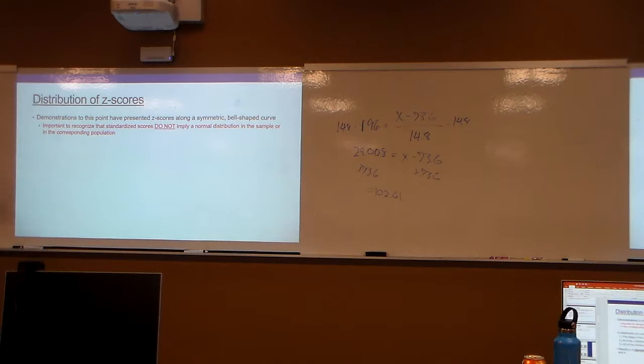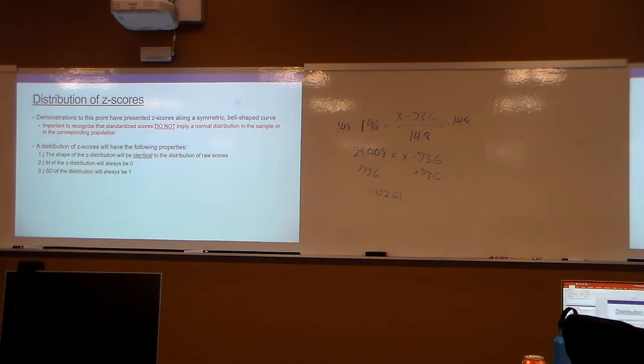Okay, so things that we've talked about up to this point. We've talked about Z-scores as falling along a symmetric normal distribution. Please note that standardized scores don't imply a normal distribution. Turning things into Z-scores doesn't give you a normal distribution at all. We can calculate Z-scores for anything. The only thing a Z-score means is that you've rescaled whatever your distribution is to have a mean of 0 and a standard deviation of 1.